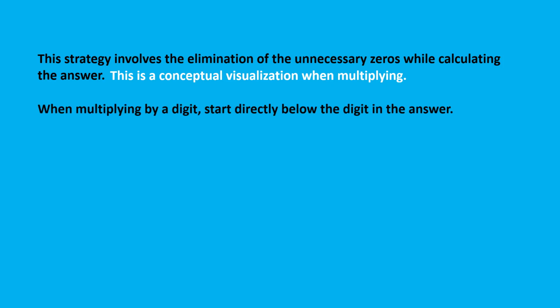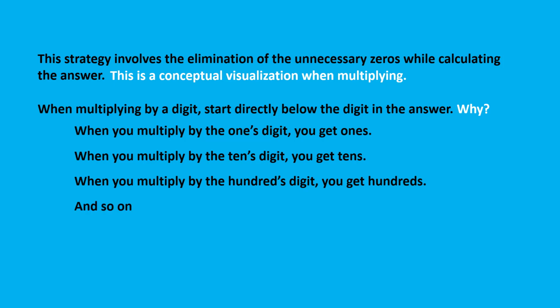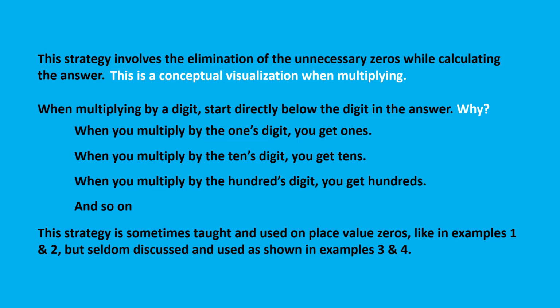When multiplying by a digit, start directly below the digit in the answer. Why? When you multiply by the ones digit, you get ones. When you multiply by the tens digit, you get tens. When you multiply by the hundreds digit, you get hundreds, and so on. This strategy is sometimes taught and used on place value zeros, like in examples 1 and 2, but seldom discussed and used as shown in examples 3 and 4.